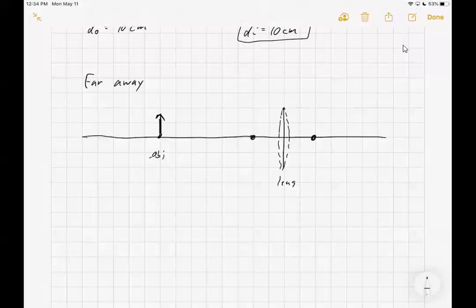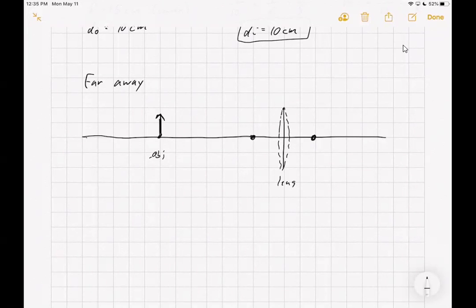Okay, so let's start with the case where our object is far from the lens. Now, far is a relative term. We could be looking at a star that's extremely far away. It'd be hard to draw that here. In fact, we could assume that's almost infinitely far away.